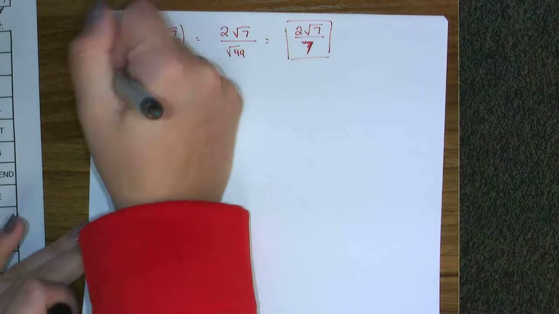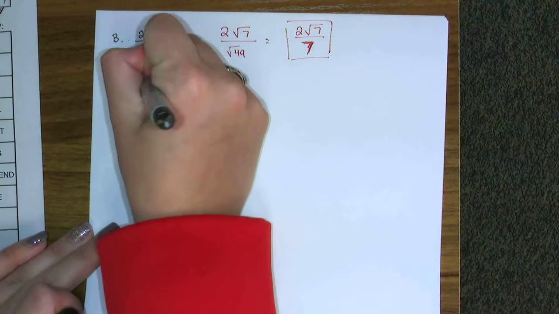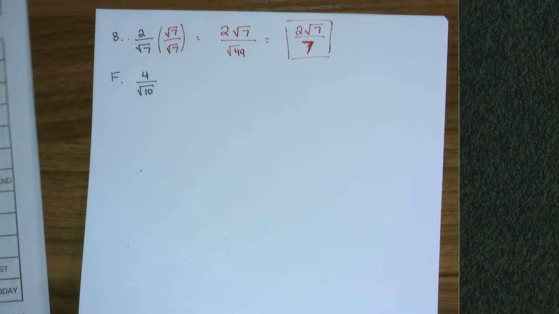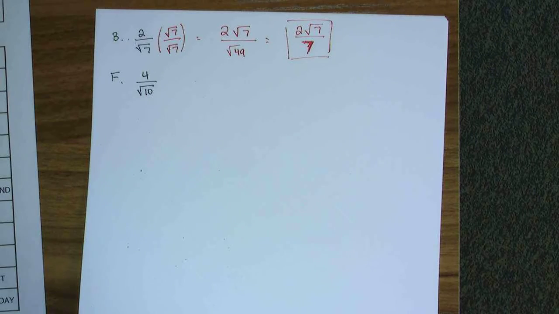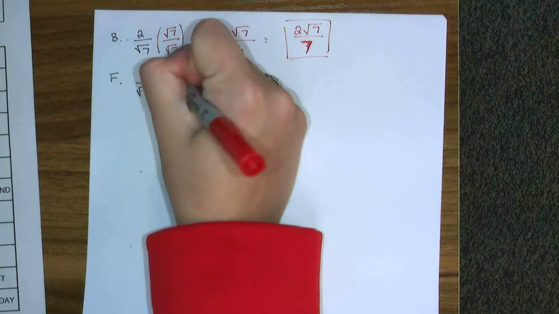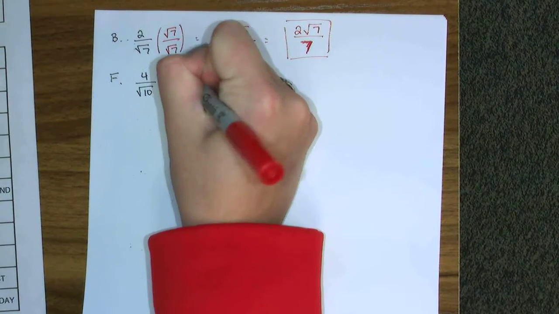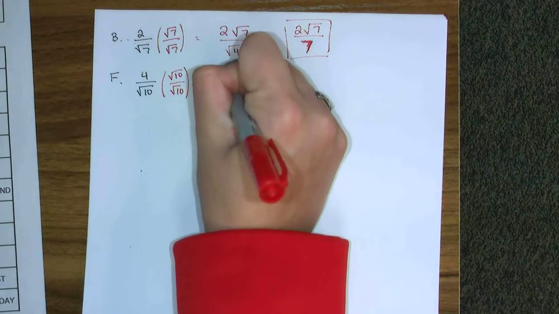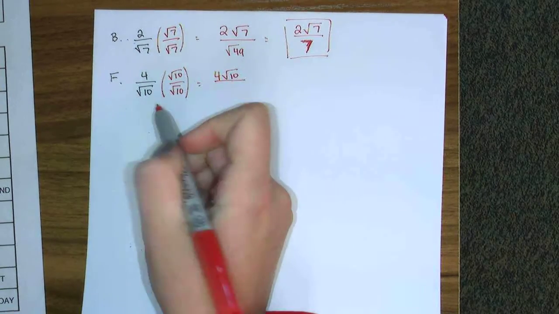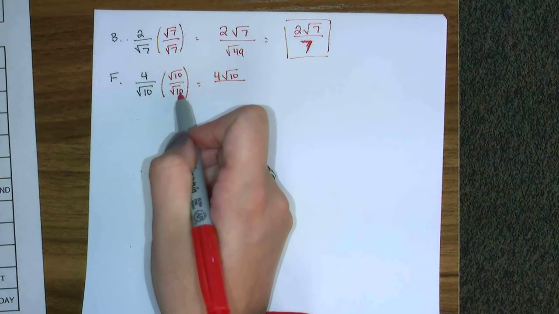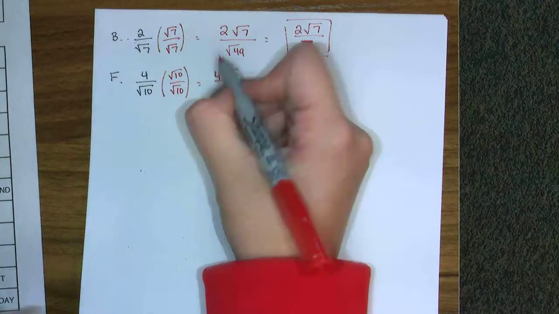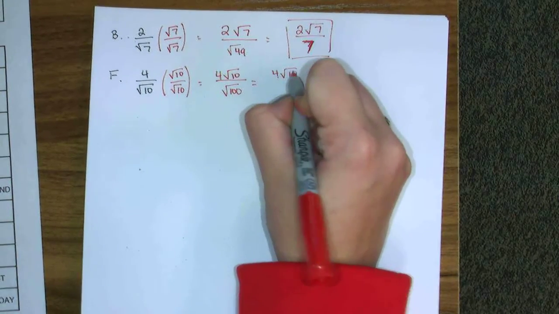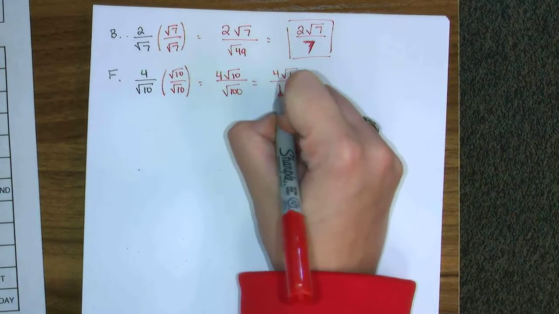F. 4 over the square root of 10. So with this one, again, can't have that radical on the bottom, so I'm going to multiply by the square root of 10 over the square root of 10. So on the top, I end up with 4 times the square root of 10 over, on the bottom, the square root of 10 times the square root of 10. That comes out to be the square root of 100, which is 10.